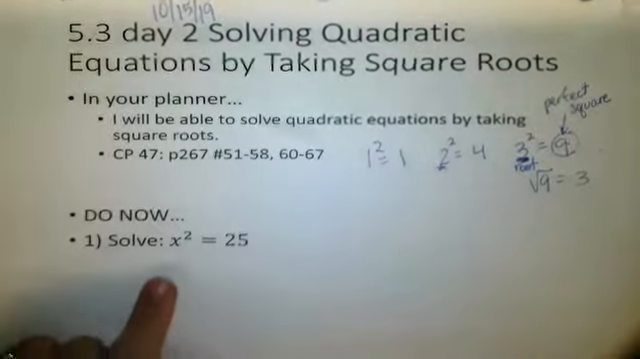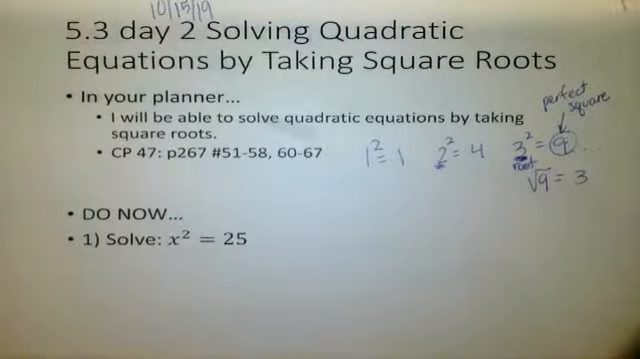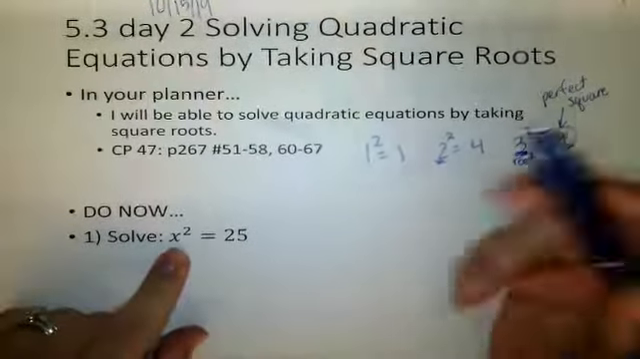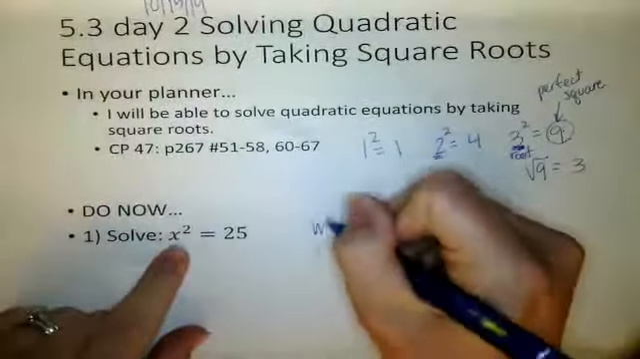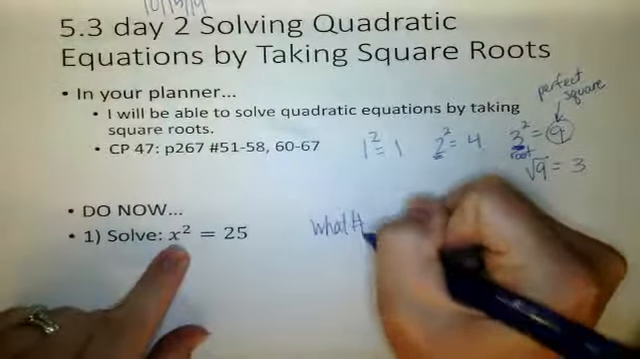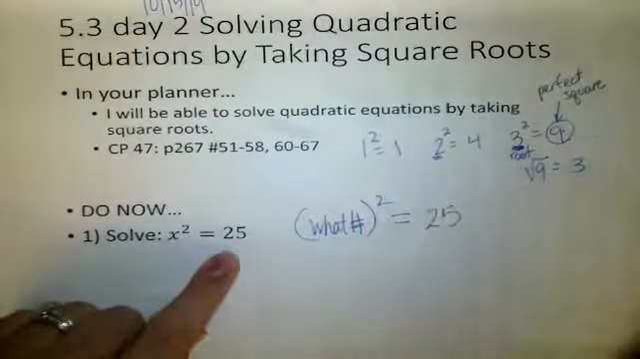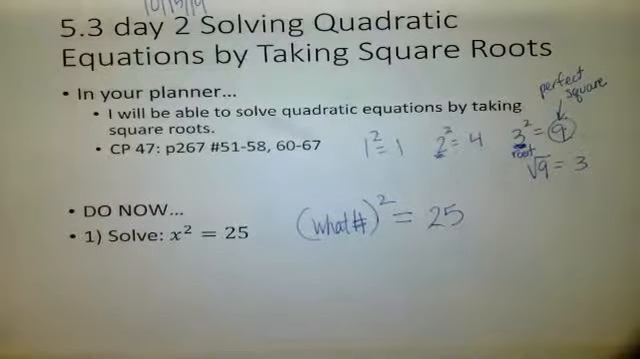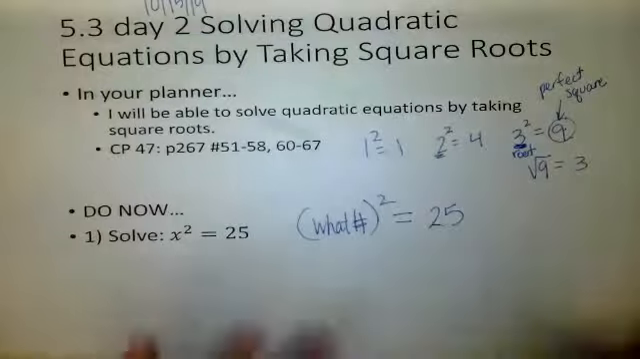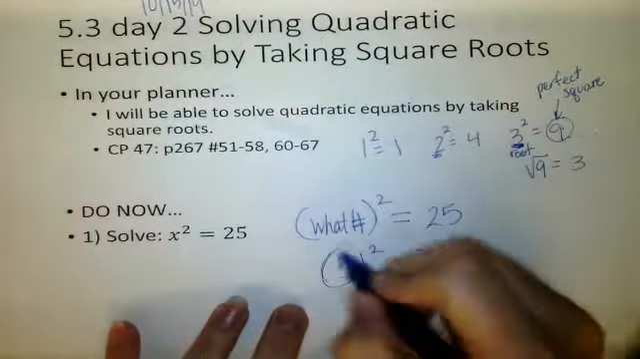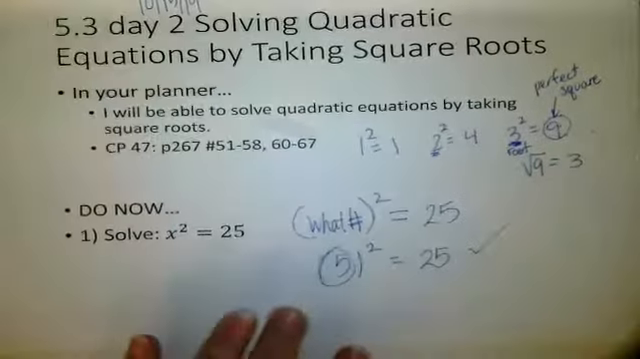And I have a do now that I wanted you to do. The way I want you to think about this, instead of trying to solve, is to just think to yourself, well, what number squared gives me 25? So ladies and gentlemen, what number squared gives you 25? 5, sure, 5 squared does give you 25. So there's an answer, that's good. So 5 squared gives you 25.